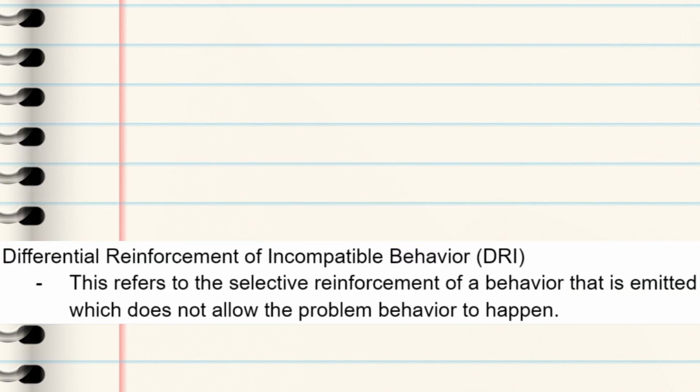The third type is differential reinforcement of incompatible behavior, and this refers to the selective reinforcement of a behavior that is emitted which does not allow the problem behavior to happen. For example, one cannot spit their drink out if they're wearing a mask with a pacifier type apparatus in it.